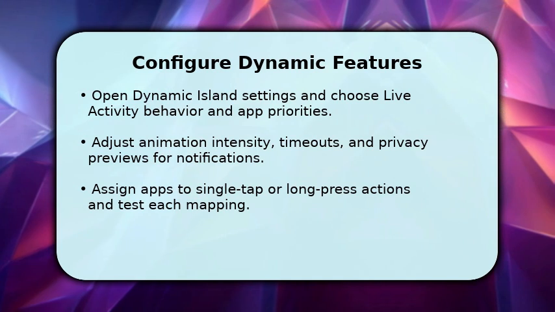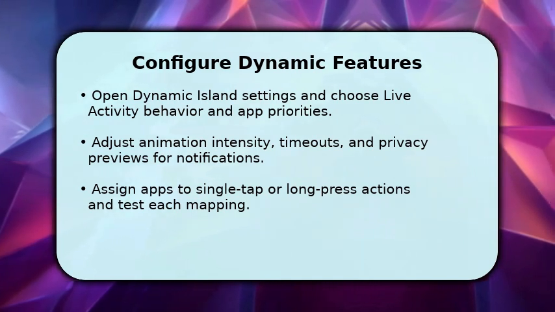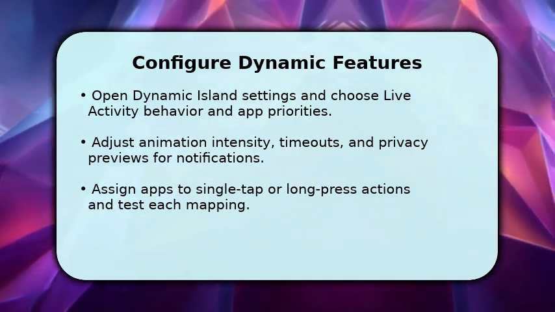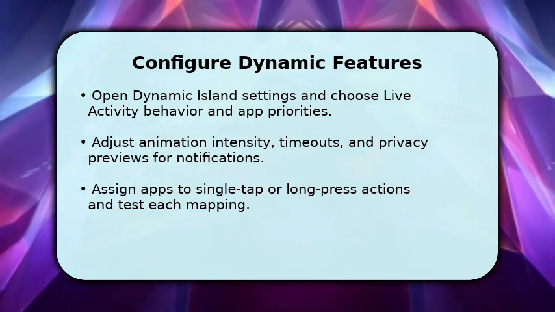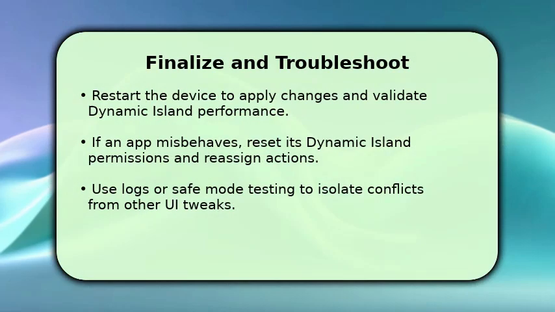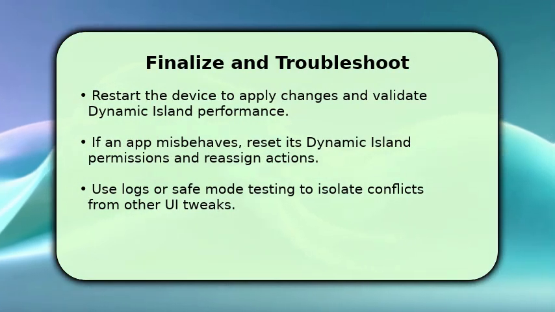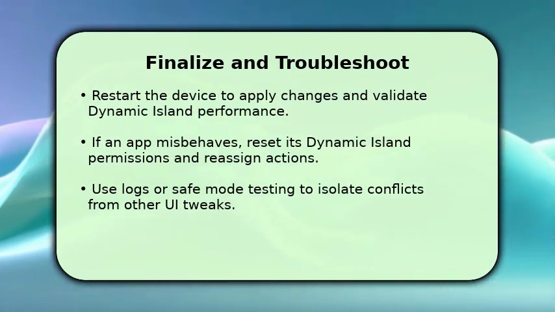After that, assign tap and long press actions to the apps you want on the island, and test each mapping by triggering notifications and live activities, so you verify the interactions work as intended. You finish by restarting the device to ensure the Dynamic Island applies all settings cleanly.